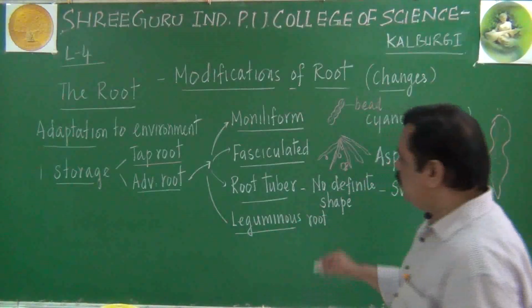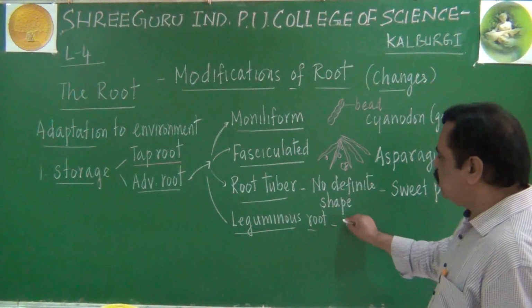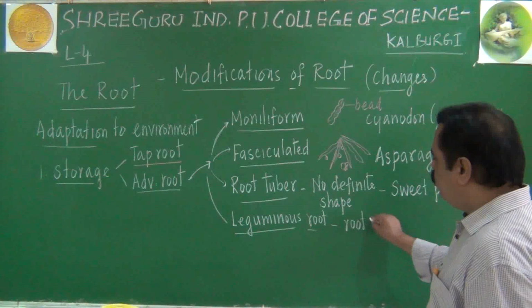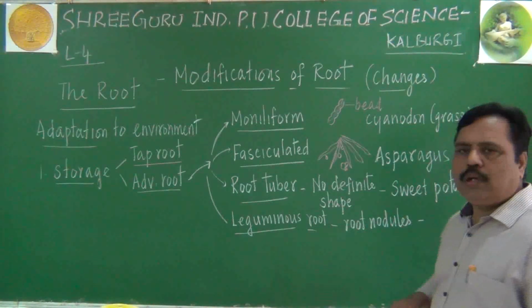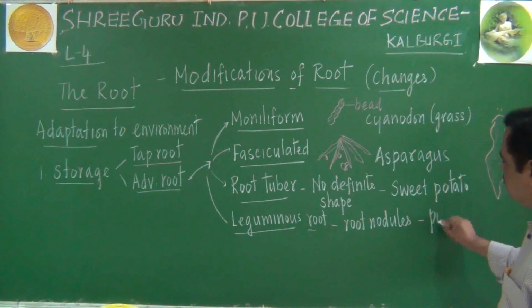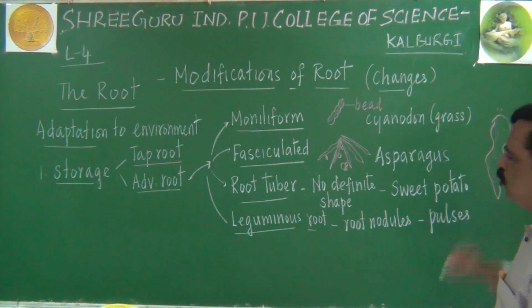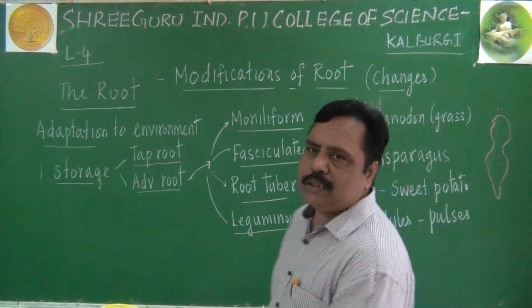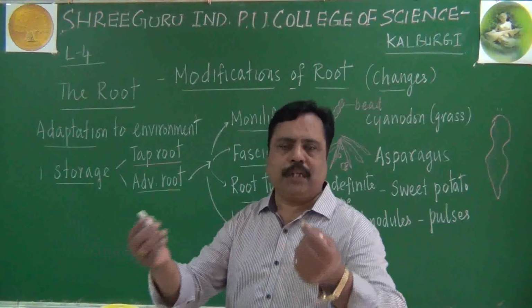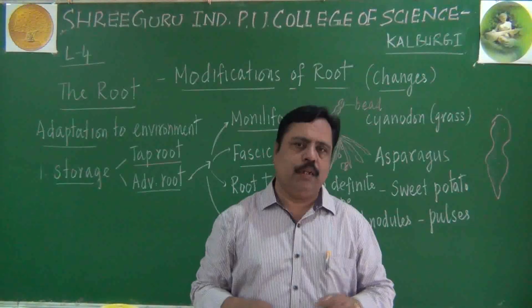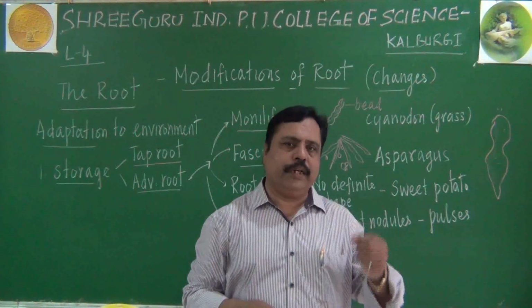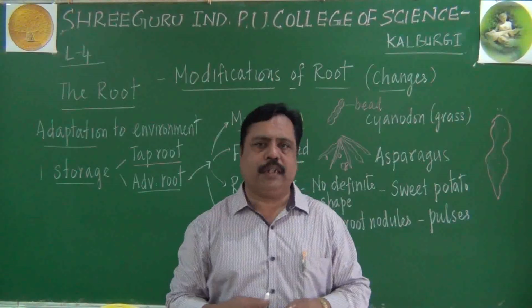What are these leguminous roots? They will have a special structure called root nodules. Remember, where do we find root nodules? In pulses we come across root nodules. Remember, pulses means the different types of dal varieties. Tur dal, channa dal, like that different dal varieties are there.